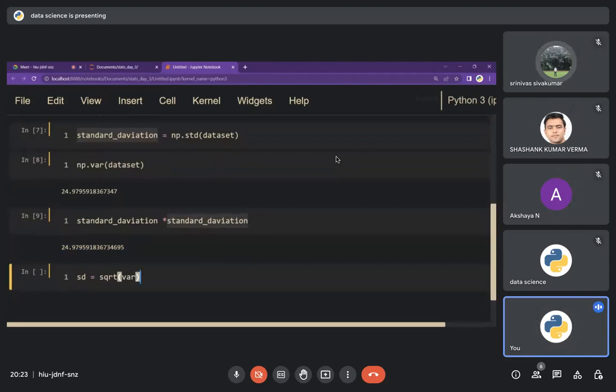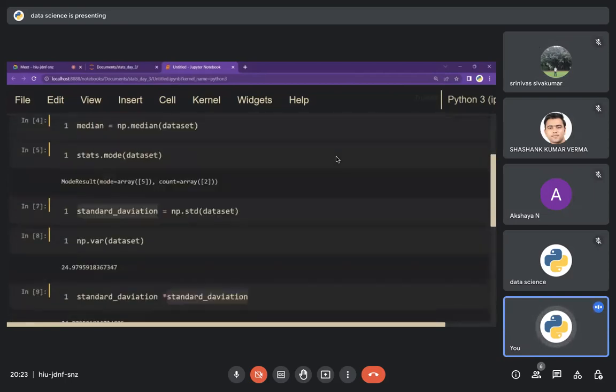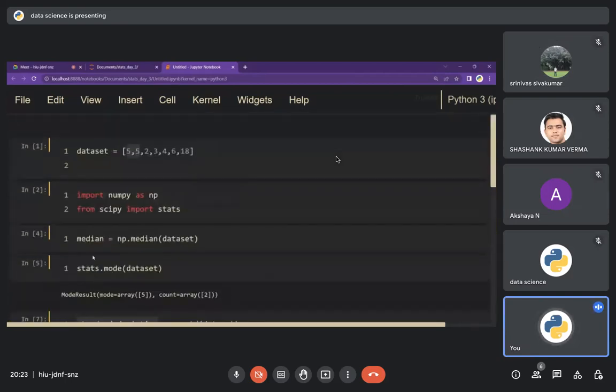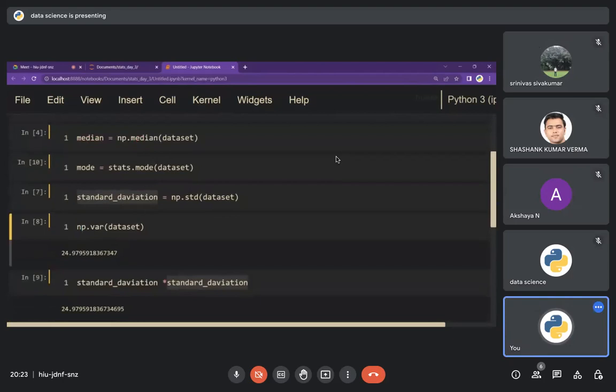Cool. I'm just showing you that last day we discussed the mathematical formulas, and now we are doing everything with Python code. So I will do one thing. We have the median, and stats mode. I'm going to write mode here so that it will be stored. And we have the standard deviation. We have the variance, right? I'm going to store it inside a var variable.